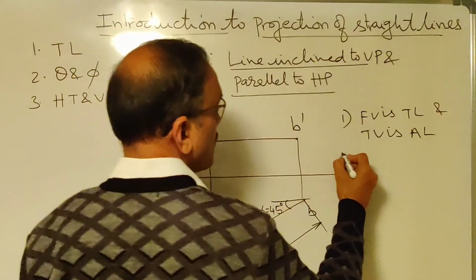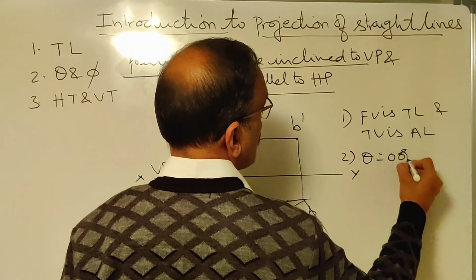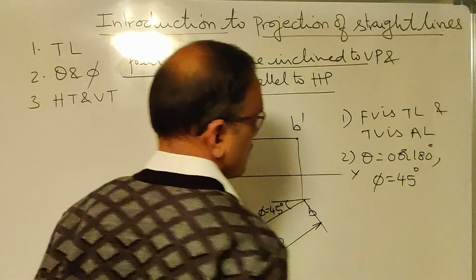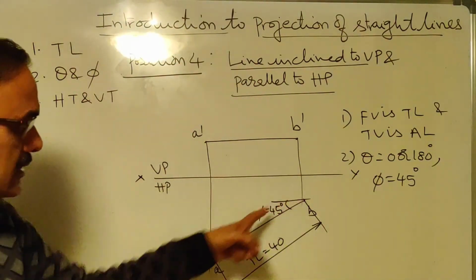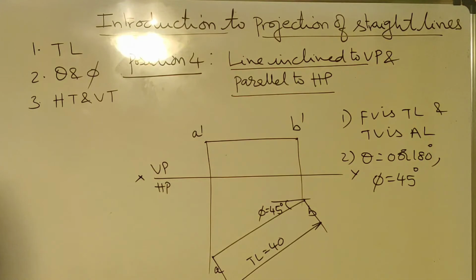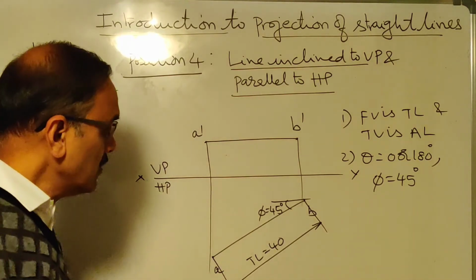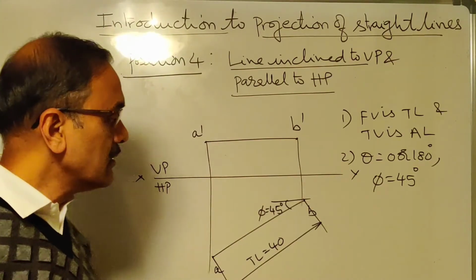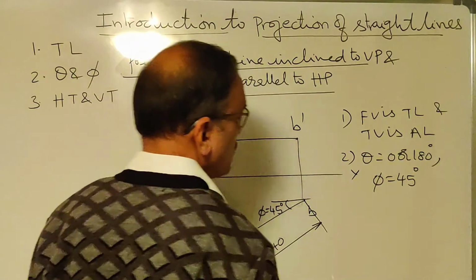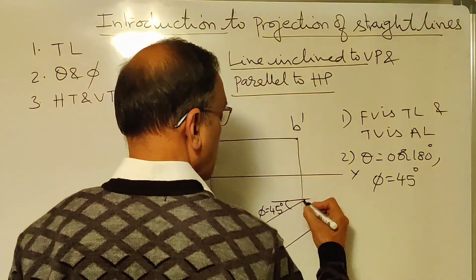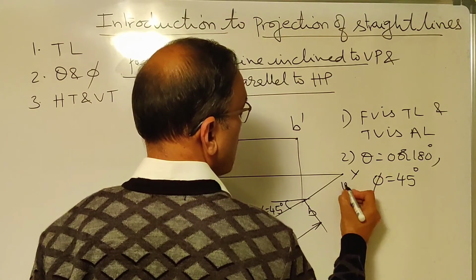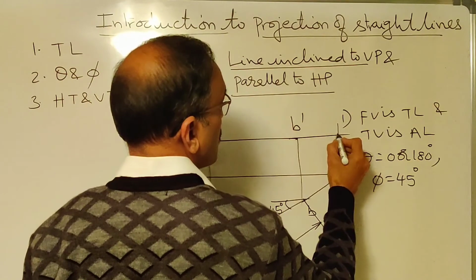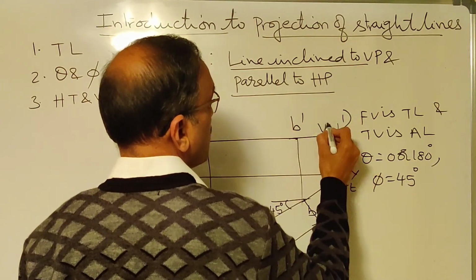Now the second one, theta is equal to 0 or 180, phi is equal to 45 degrees. Some angle, you can take some angle. Now this line will have VT. Because the line is inclined to VP, it will have VT. Where do you get VT? Just extend this line to intersect XY line at small vt. There you drop a perpendicular. Extend the front view. Wherever it intersects the perpendicular, that will be VT.